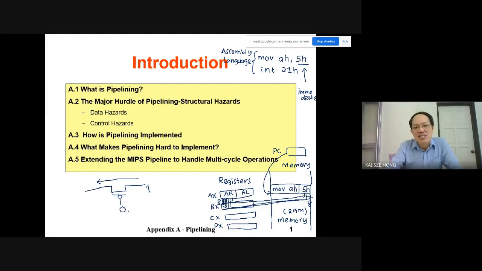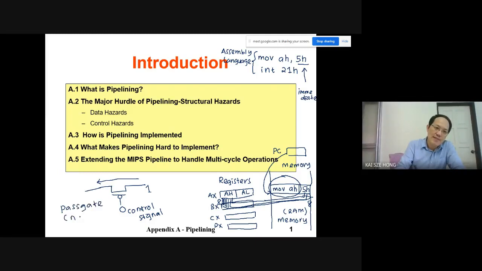So who controls this one? The control signals. There is a control unit. The control unit will analyze your move AH instruction, and then send the signal to these components. This is a PMOS or NMOS over here. Once the signal is given to here, the signal can pass through. This structure, if you learn IC, is called a passgate. Of course, passgates usually use the NMOS.